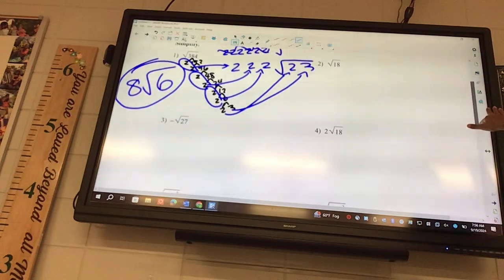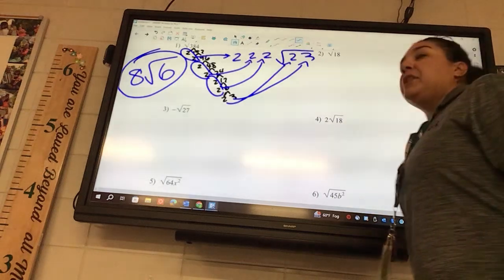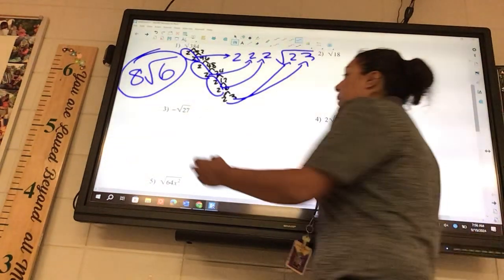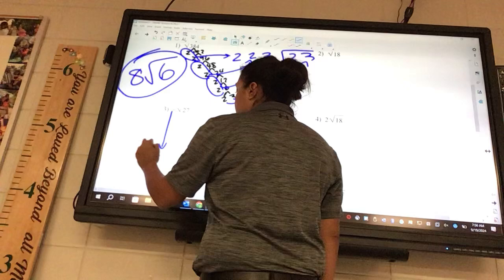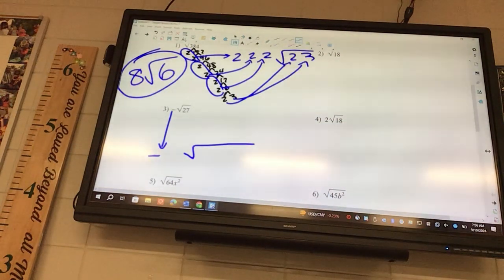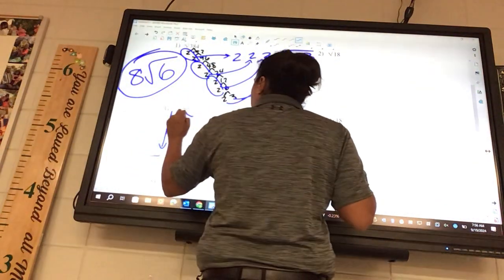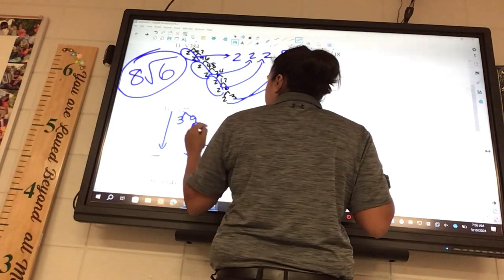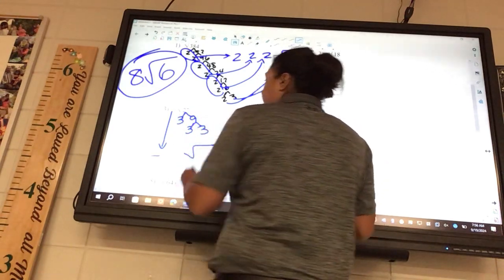Okay, number 3, the very first thing I would suggest to do is to drop down that negative. So we already know it's going to be negative and then radical. 27, what are some factors of 27? 9. Well, you can't just say 9. My bad. 3, 9, and then 9 is what? 3, 3.